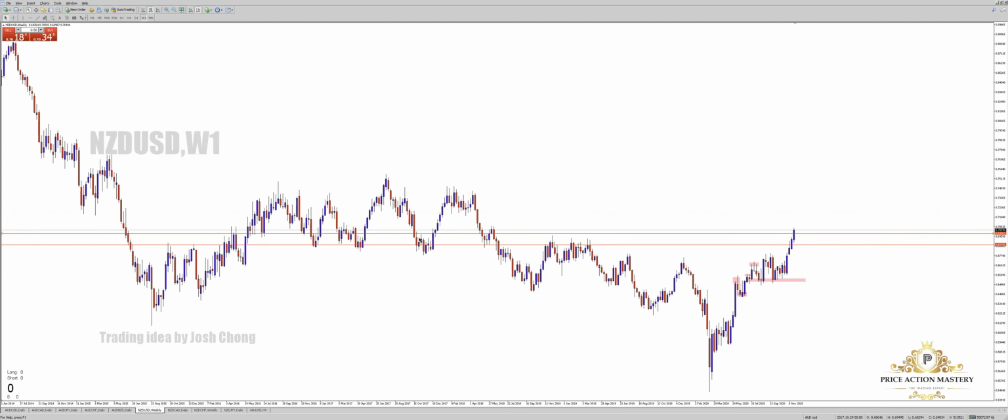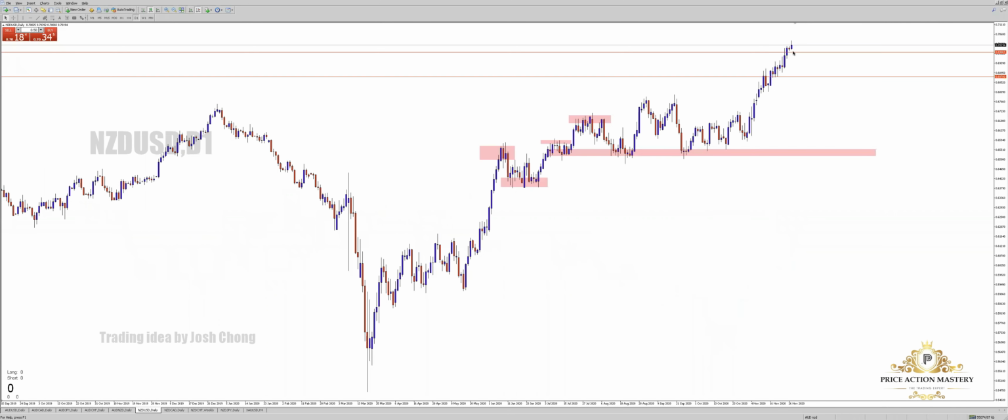Okay, yes, this is my A grade key level. So for the upcoming week, this is in the daily time frame, and this is the weekly time frame. So I look into daily. Okay, so this is my A grade key level.